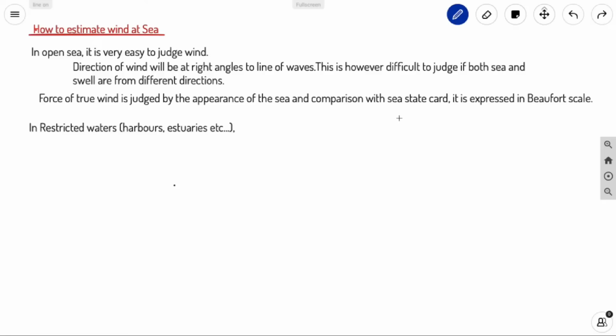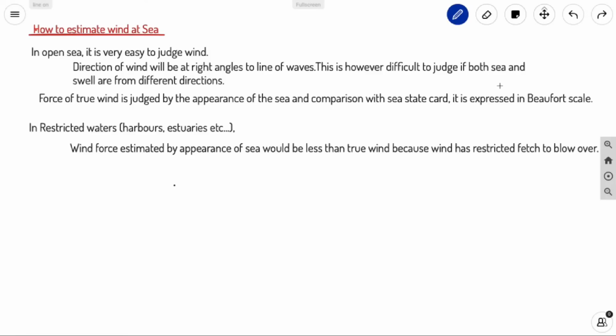So that is in case of open waters, but in case of restricted waters like harbors, estuaries, ports and all, estimation of wind is not that easy. The wind force estimated by appearance of sea, as we do in open sea, will always be less than your true wind, actual wind. This is because wind has restricted fetch to blow over. That means due to estuaries, harbors and all, there will be some restrictions for the wind to flow. So the actual sea state speed will always be less than your true wind.